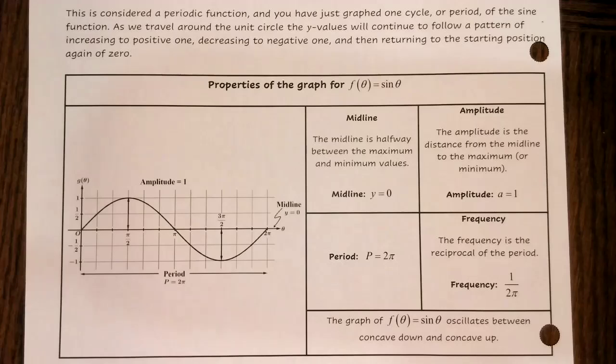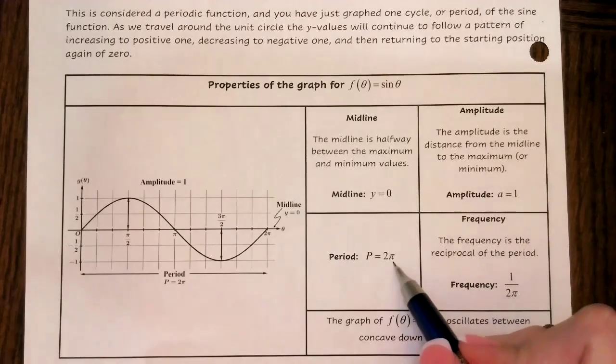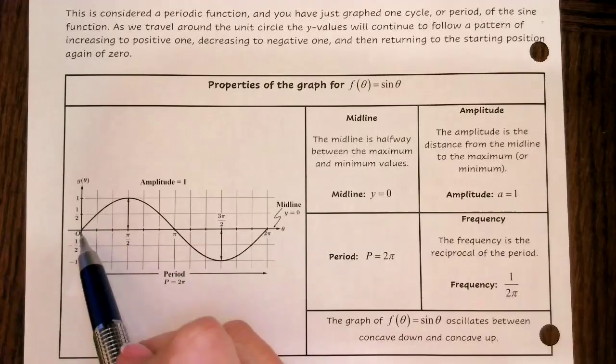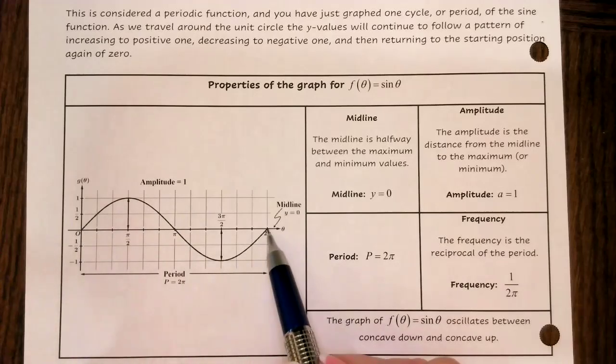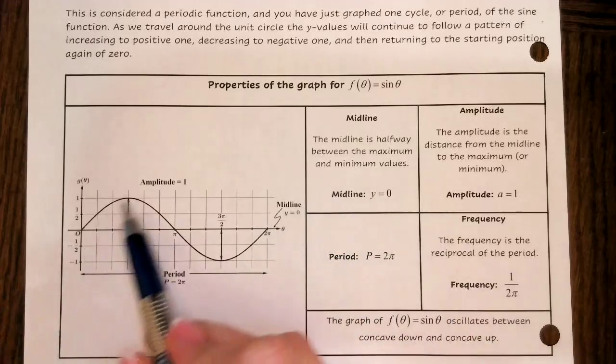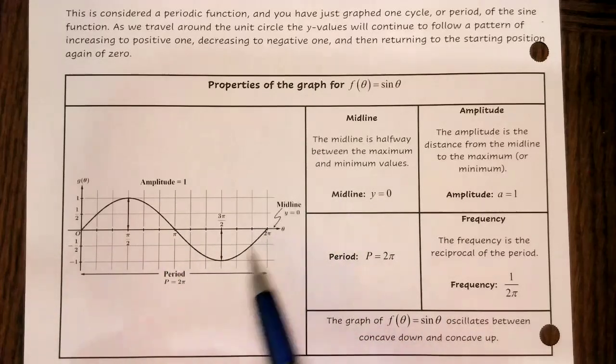It is considered, again, a periodic function because it does follow that pattern over and over again. What we just graphed was one cycle or one period of the sine function. As we travel around the unit circle, then we'll see another period every 2 pi. So the period for our basic sine function is 2 pi. That means it starts, one full cycle goes, and it ends at 2 pi. And every 2 pi, we will see another one of these full cycles.